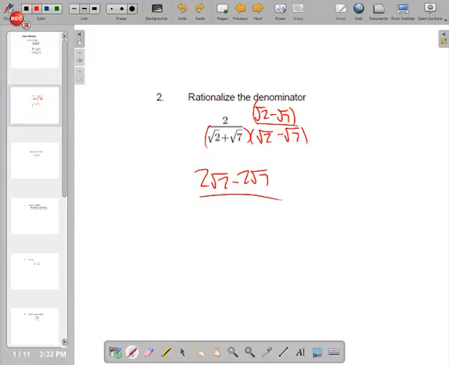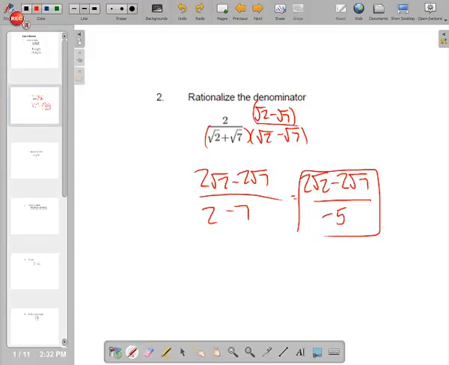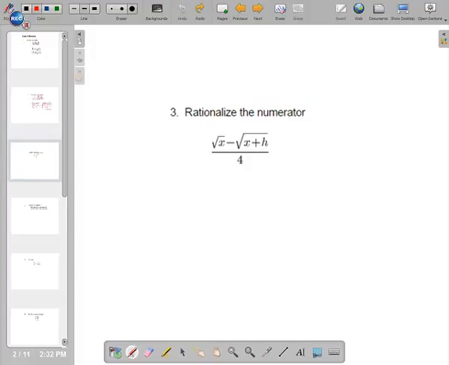And in the denominator, when you FOIL this, you're going to get radical 2 times radical 2, which is 2, minus radical 14 plus radical 14. Those cancel out. And then radical 7 times negative radical 7 is negative 7. So I have 2 radical 2 minus 2 radical 7 over 2 minus 7 is negative 5. I got no more square roots in the denominator, so that's my answer.